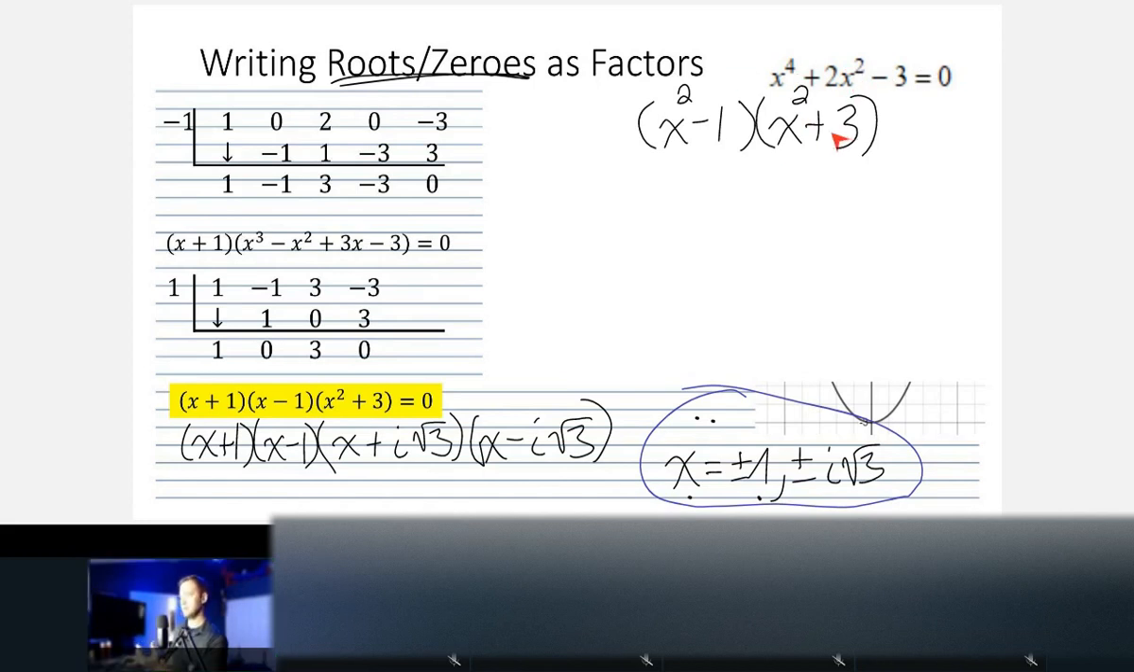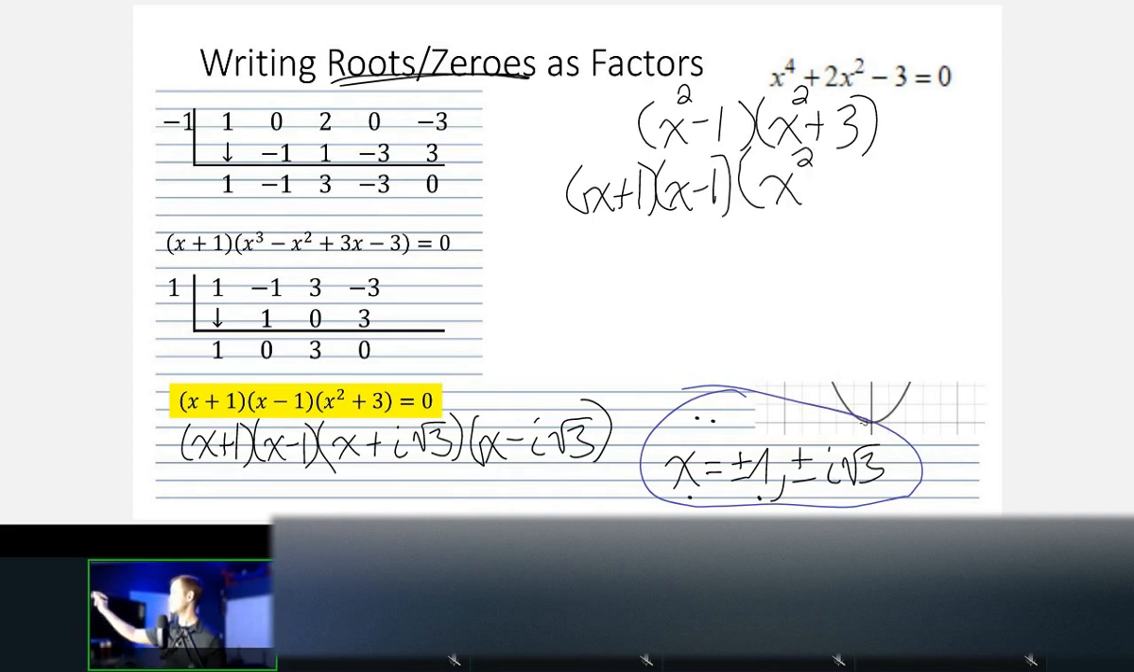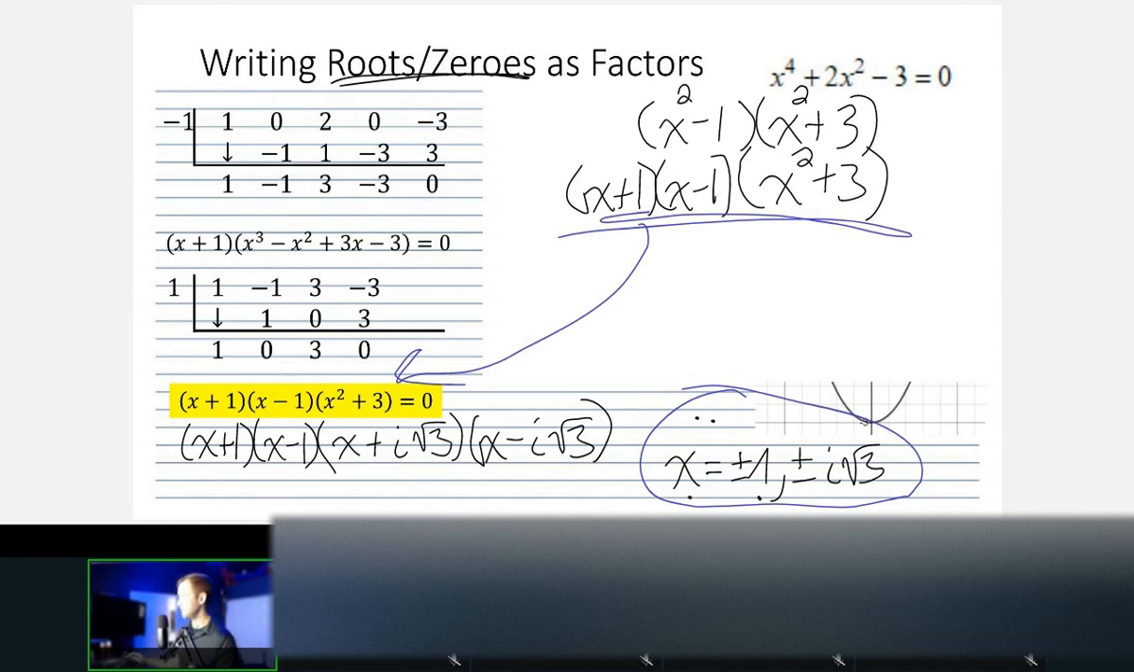Now, if you look at that, x squared minus 1, can we factor that again? Yeah, that's a difference of two squares, correct? So x squared minus 1 factors to x plus 1 and x minus 1. And then the x squared plus 3 carries down, right? Now, look at this. This right here is the same thing we put over here. Look at that. Ooh, different approach. How cool is that?